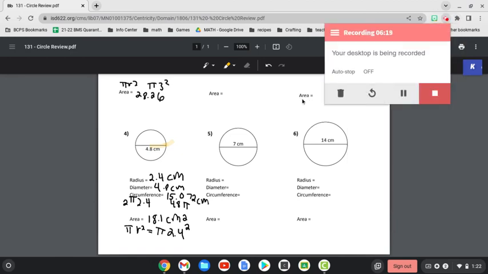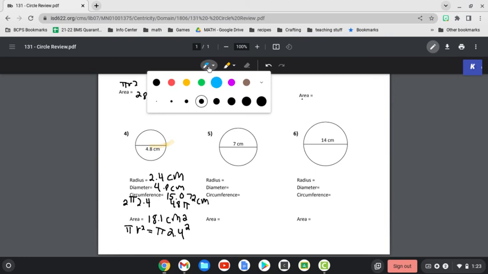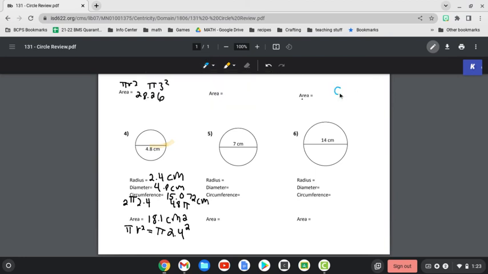So let's say instead of giving me a radius or a diameter, they give me a circumference. And they're going to say that circumference is 43.96. So I'm going to write over here to signify, we're going to choose blue. Circumference equals 43.96 centimeters. I need to find out radius, diameter, and eventually area too.